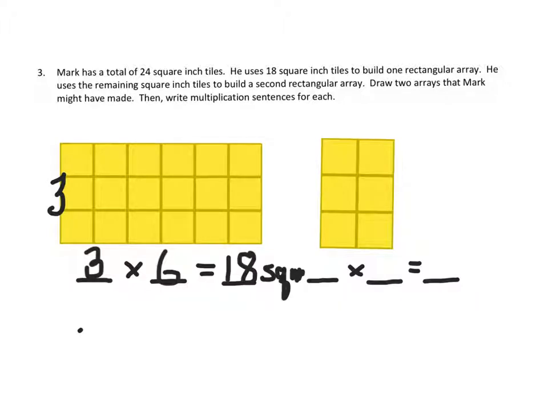Now we have used 18 of our 24 tiles. The second part of the problem said that he used the remaining square inch tiles to build a second rectangle. Well, 24 minus 18 gives you 6. So our second rectangle I've arranged as follows. 3 rows again, but this time I have only used 2 columns because 6 is all that we have. So 3 times 2 gives you 6 square inches.